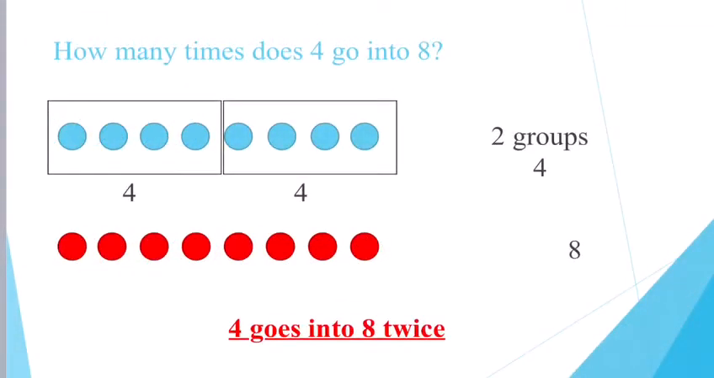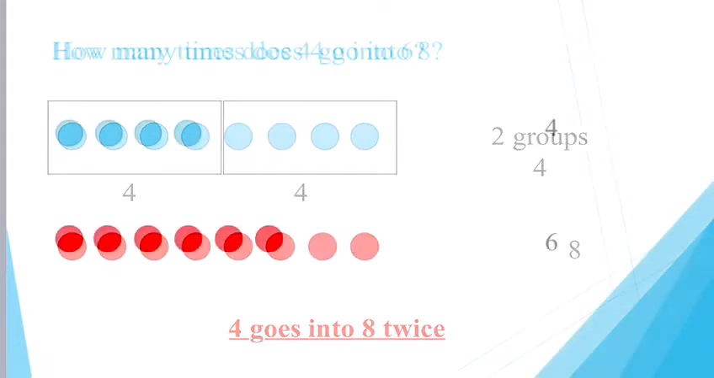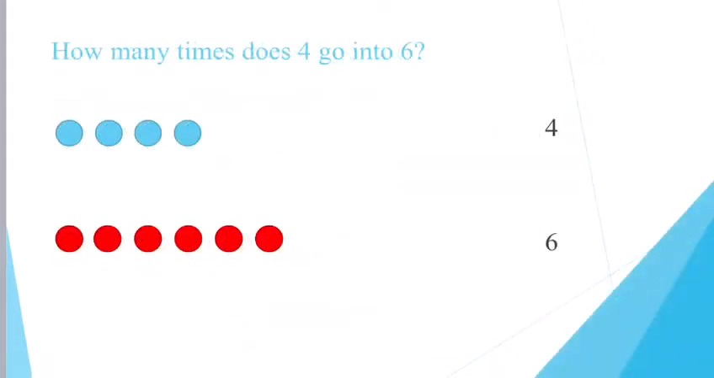So, if you look on the slide here, you'll see that 4 goes into 8 twice. Now, the blue dots represent 4 and the red dots represent 8. And if you see how they line up, we can get 2 groups of 4 that will fit perfectly into the number 8. So, 4 goes into 8 2 times. But how would it work if we are looking at how many times 4 goes into 6? Give this one a go and we'll go through the answer in just a moment.